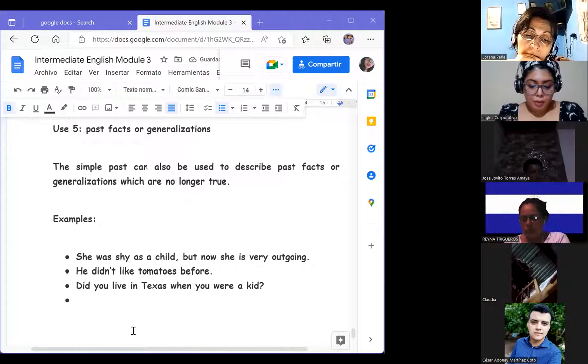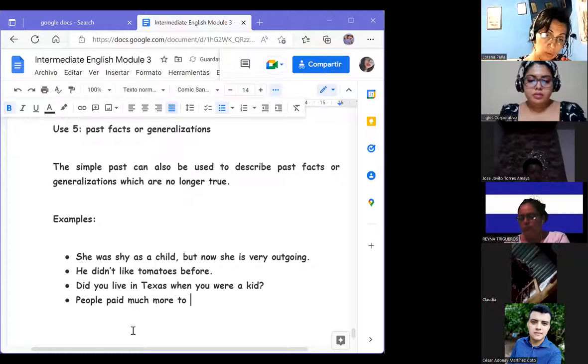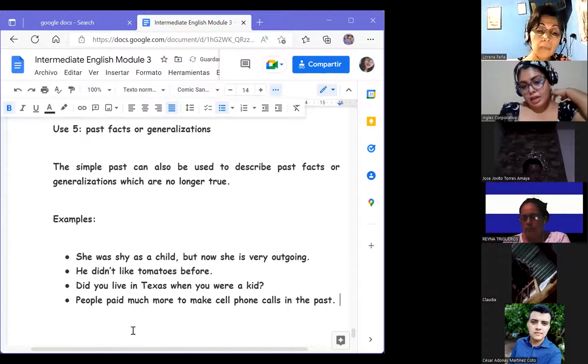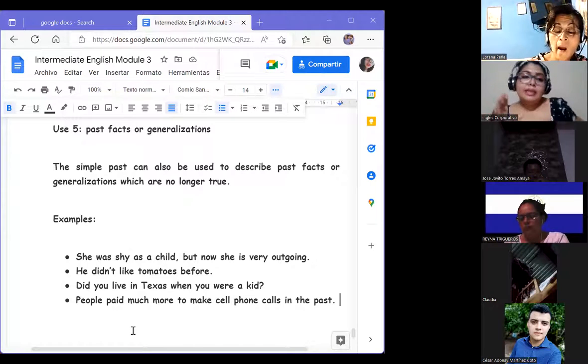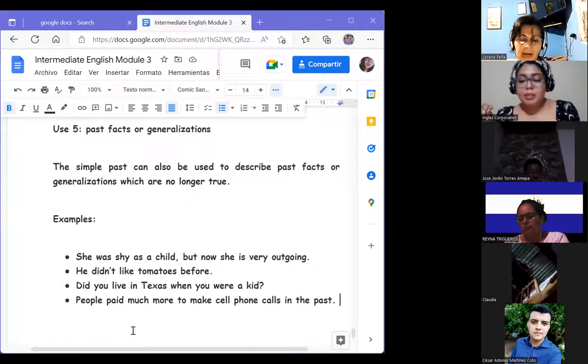And the last one, people paid much more to make cell phone calls in the past. Because now it's very easy to make a cell phone call. Now it's cheaper than in the past. So that is something that has changed through time. So we have 5 uses for the simple past, and now we are going to talk about some important tips.